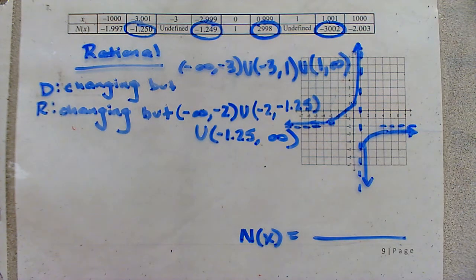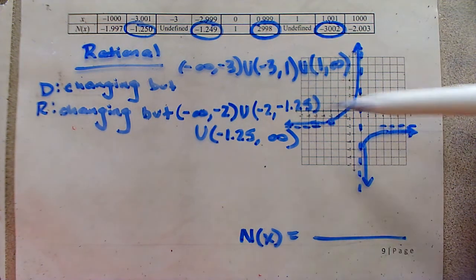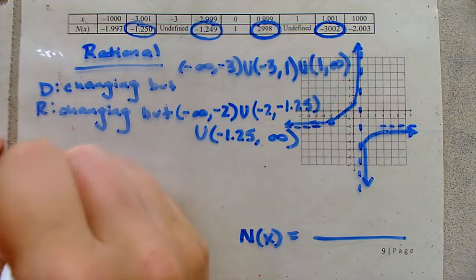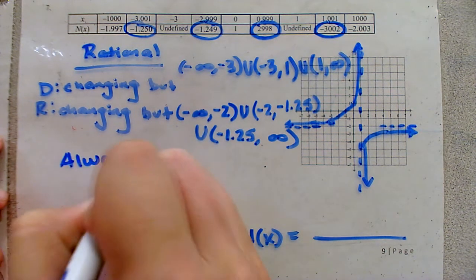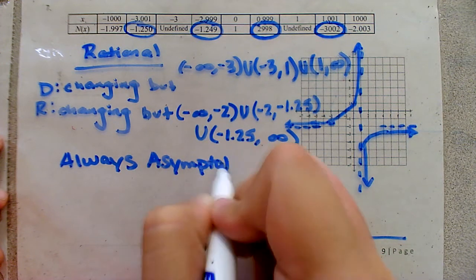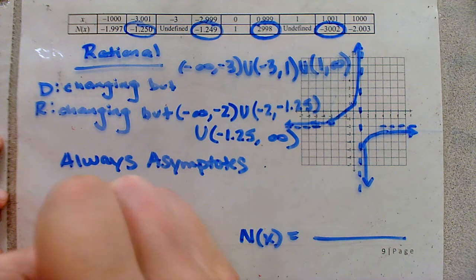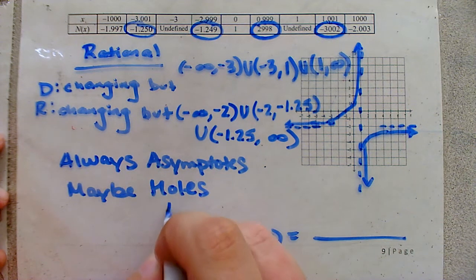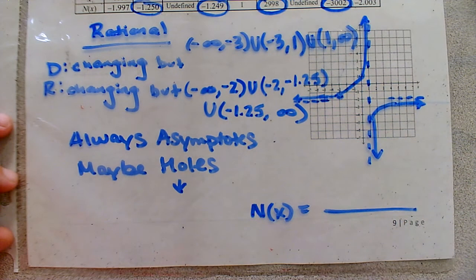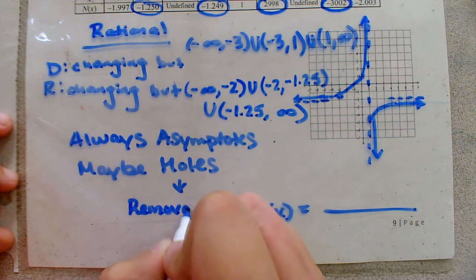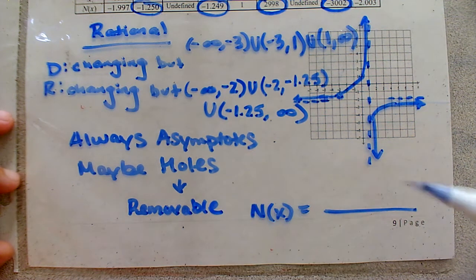All right. Now you might not have a hole in every rational function. You definitely will have asymptotes. So we can say perhaps always asymptotes, maybe holes. Holes are also referred to more mathematically speaking as removable discontinuities, and you'll see why when we get to the equation.